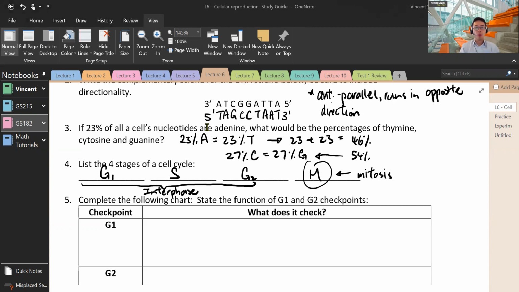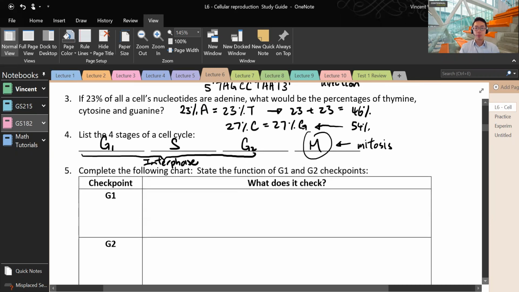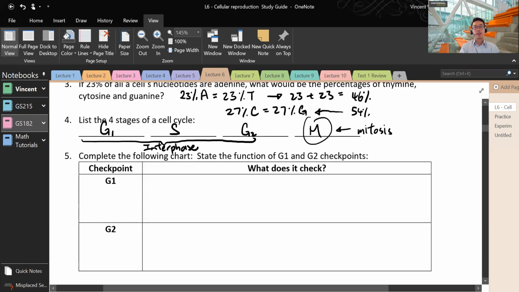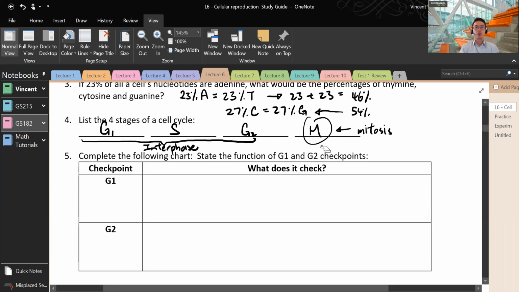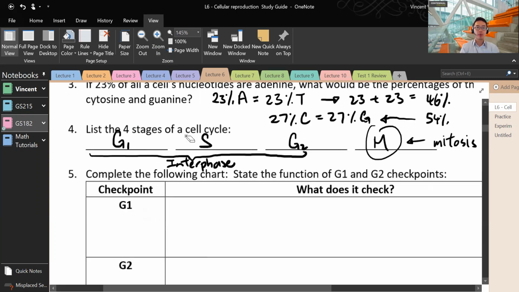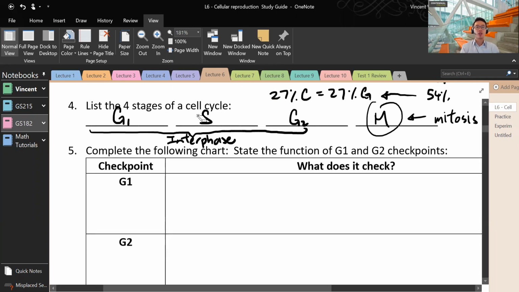So what is the significance of G1 and G2? G1 and G2 are checkpoints, okay? The cell is going to go through a series of checklists, basically, to make sure that the cell is in good shape to proceed to mitosis. Okay, so during the S phase, that is where the actual DNA replication occurs. But before you copy the DNA, before you invest the energy into copying the DNA, you're going to want to do a little bit of check.